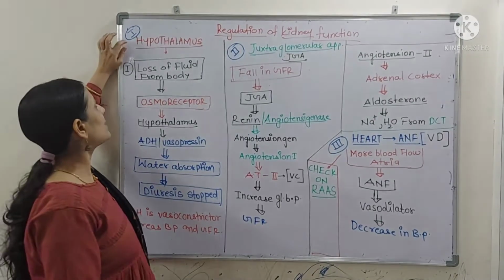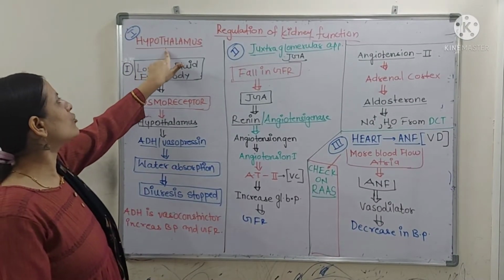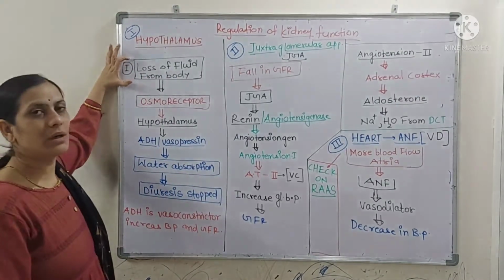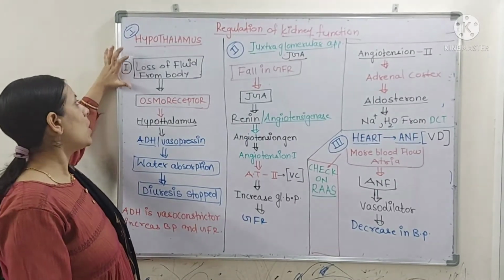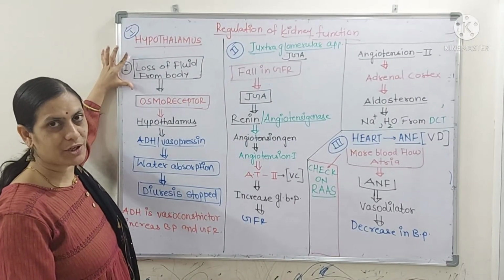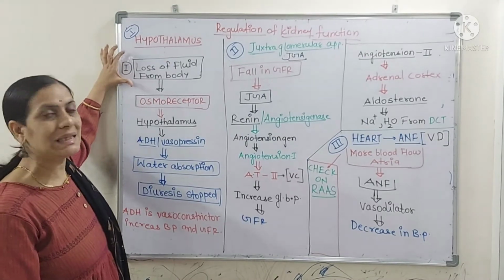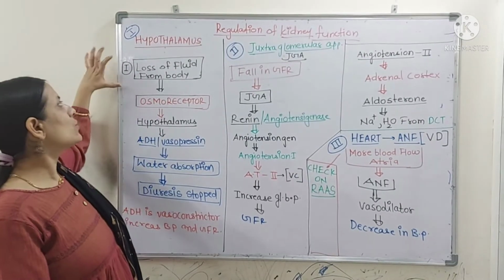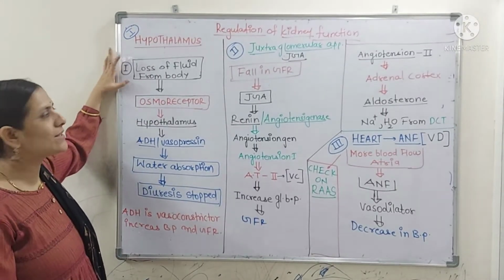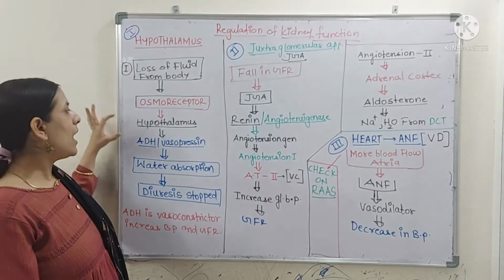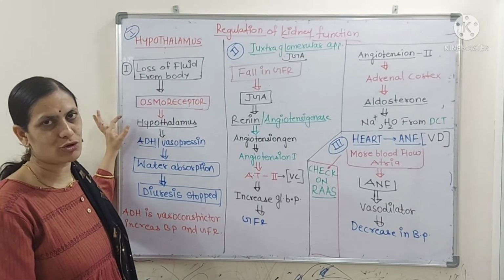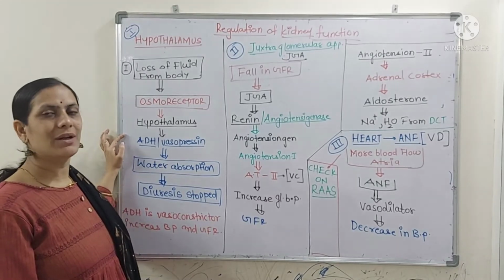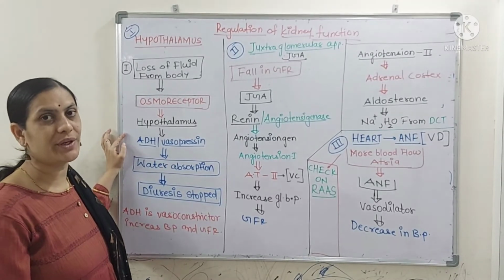So how does the hypothalamus control it, and under what condition does it do its work? When we suffer from dehydration or much loss of water from our body, the osmoreceptors in our body get activated. In response to the loss of body fluids, the osmoreceptors send a signal to the hypothalamus, and then the hypothalamus releases its hormone, vasopressin, or antidiuretic hormone.